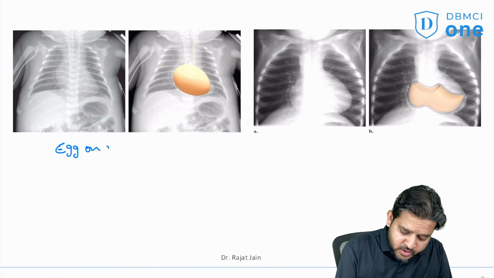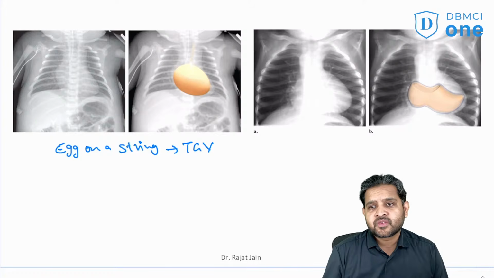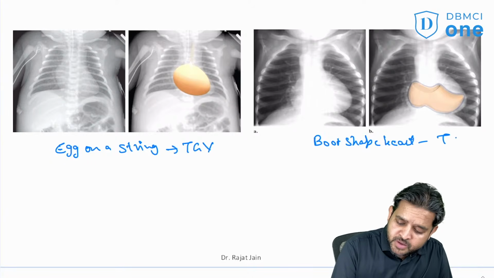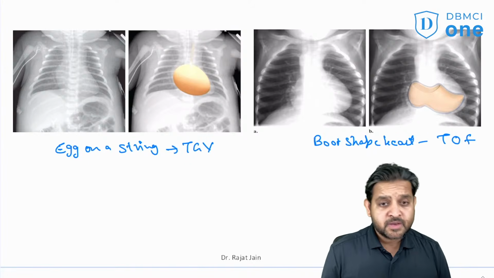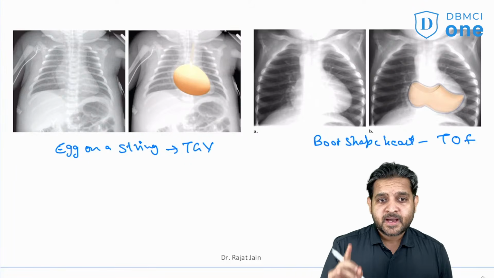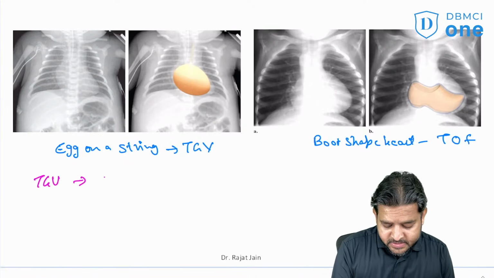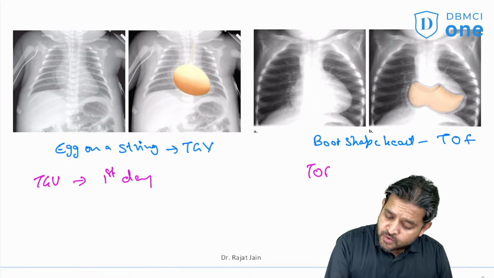Egg on a string appearance. And egg on a string appearance is a feature of transposition of great vessels. And what is this called? This is called a boot shaped heart. And a boot shaped heart is a feature of tetralogy of Fallot. But in the real exam, if you ever get confused between them, remember the rule. The rule is that TGV presents on the first day of life, whereas TOF presents on the first birthday.